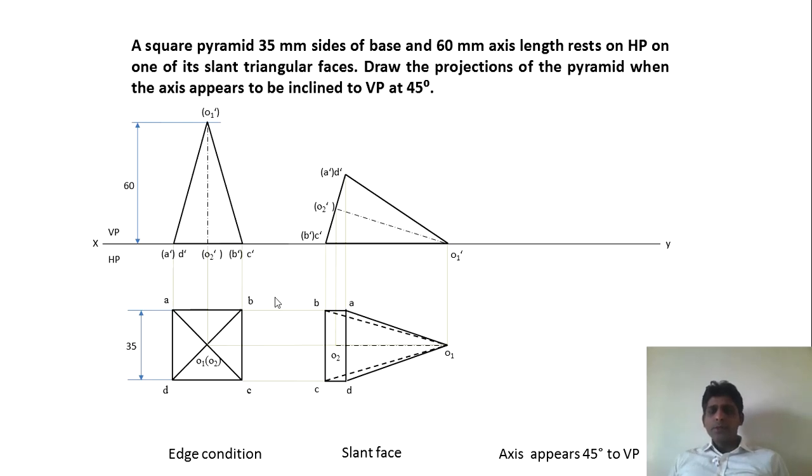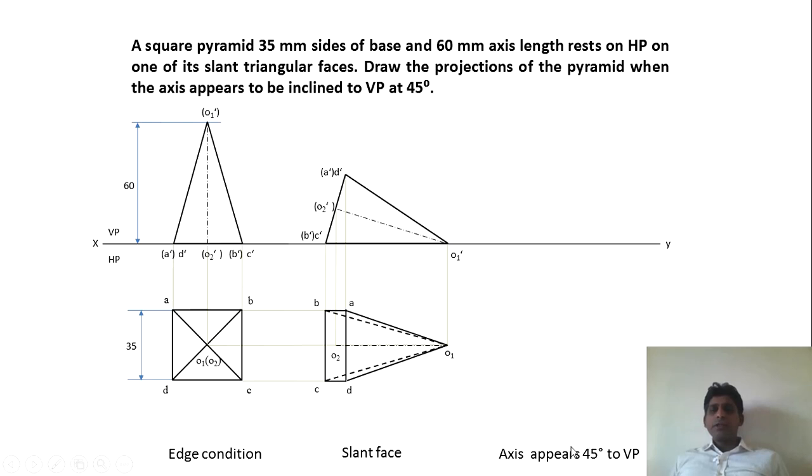The next step is to get the final views, and in this problem it is given that the axis appears at 45 degrees to VP. So this word appears is very important. Appears means that the apparent inclination is given to us and the view available to us is the apparent view.